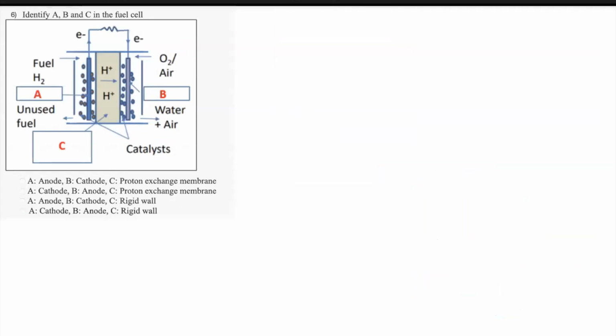Our next question is also a picture question. Here also you need to identify the missing components. Identify A, B, and C in the fuel cell, right? So it's a diagram of a fuel cell. So is A the anode, B the cathode, and C the proton exchange membrane? Or A is the cathode, B is the anode, and C is the proton exchange membrane? Or A is the anode, B is the cathode, and C is a rigid wall?